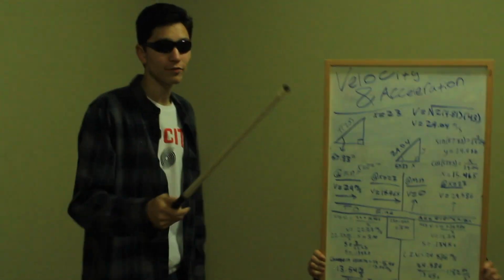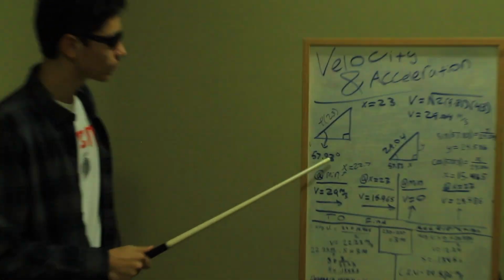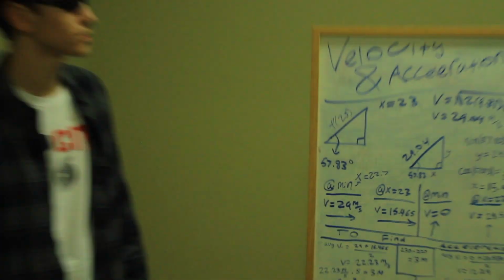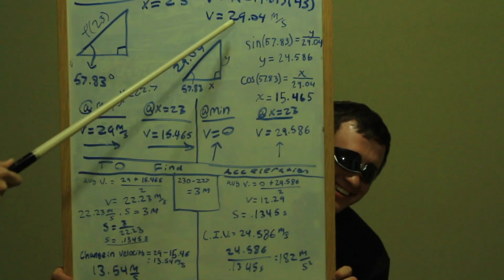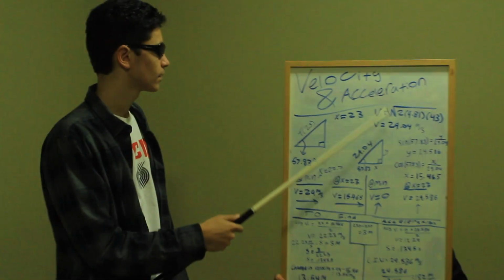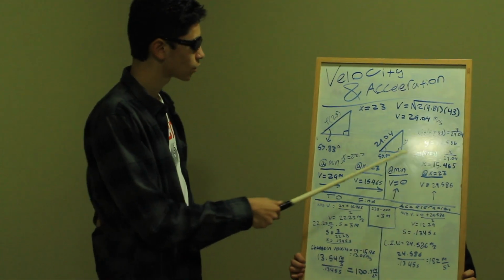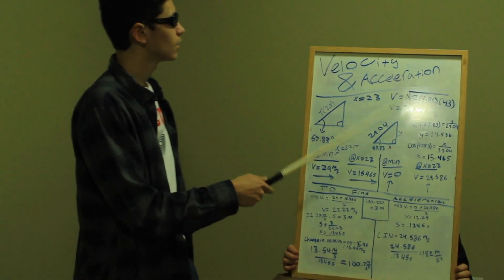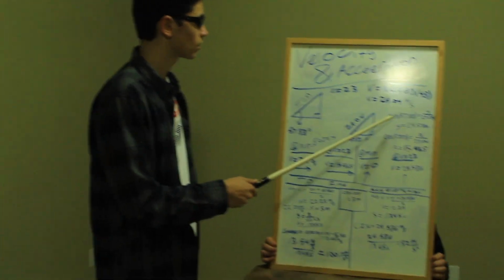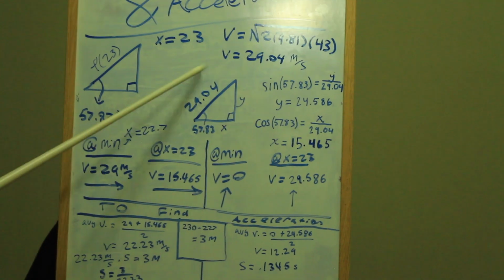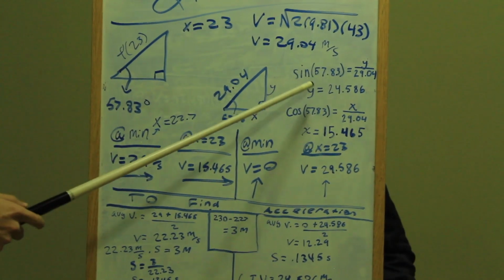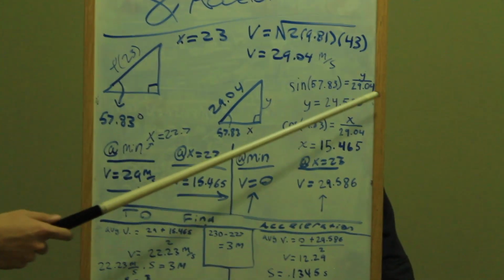So, through differential calculus, we found that the angle is 57.83 degrees. Now, at x equals 23, the velocity, through calculation, is 29.04 meters per second. And so, in order to find the horizontal and vertical components of velocity, we need to use trigonometry. By using the SOHCAHTOA rules, sine of the angle equals opposite over hypotenuse. So, sine of 57.83 equals y over 29.04.